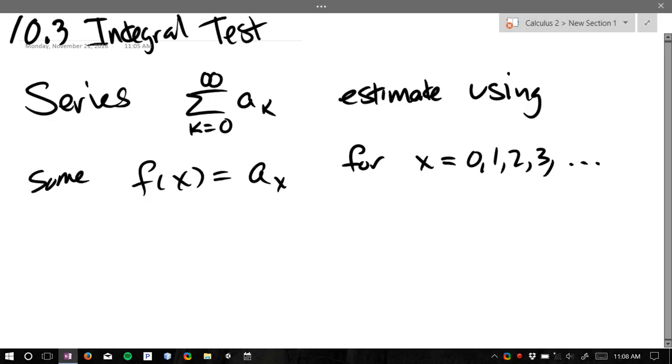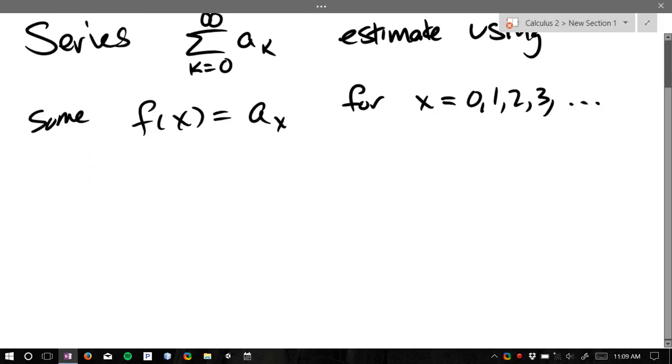So this function has the same value as the term for all the integer values of x, starting at 0 or wherever your series starts. Some of them start at 1, or 2, or 3, in which case you would just use the x values starting at the appropriate one.